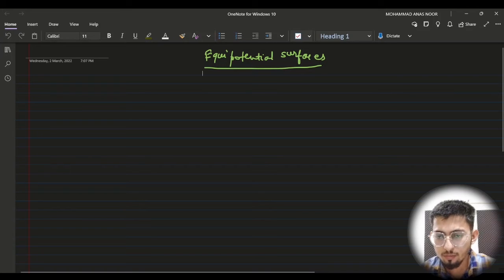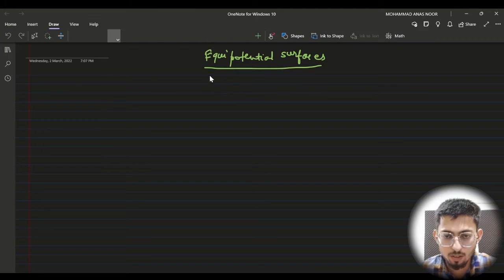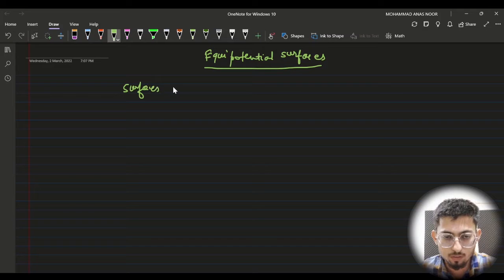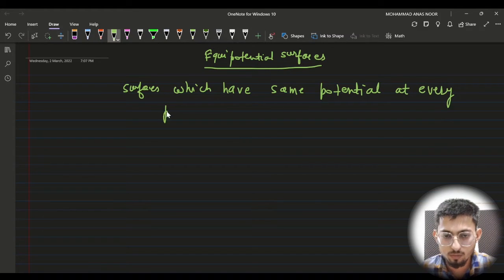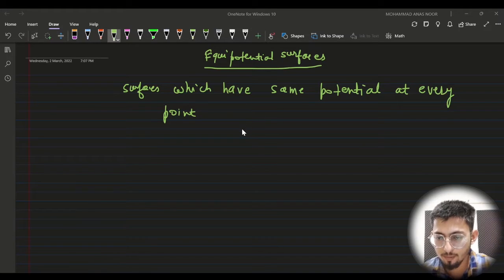Okay, so today we'll know what are equipotential surfaces. As you all already know, I told you that surfaces which have the same potential at every point are called equipotential surfaces.